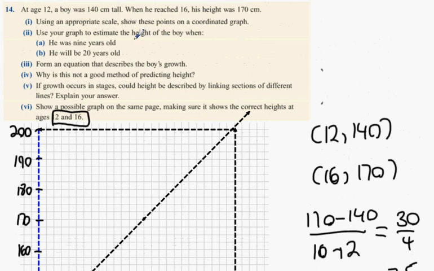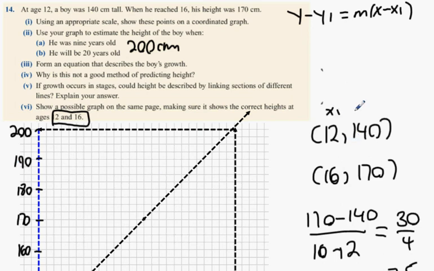Form an equation that describes the boy's growth. What chapter is this in? The equation of a line. Okay. Okay, quickly does it. What's a point on the graph? Do we have any points there on the graph? We have that one there, don't we?